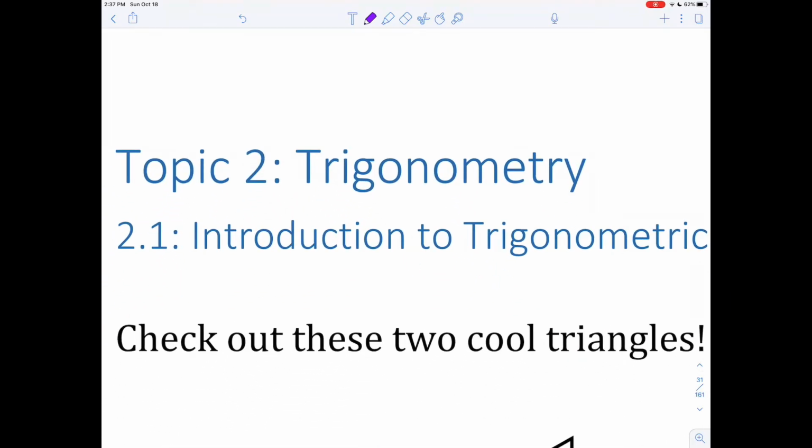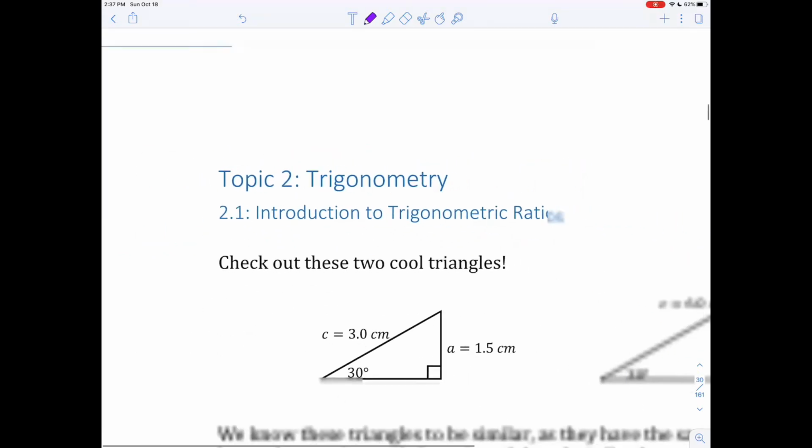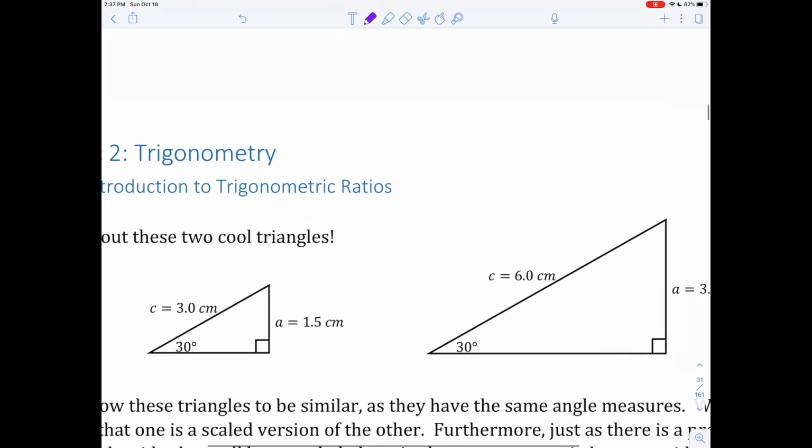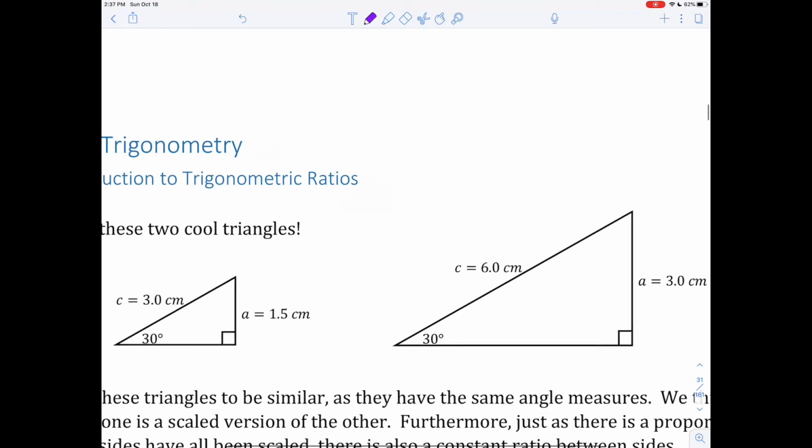And if you really like trigonometry, you should check out these two cool triangles. They're also triangles, so they're pretty interesting. What you in the audience might notice is that they are similar triangles. We can tell because they've got the same angle measures, a 30, a 90, and this third angle must also be the same. And they've also got a proportionality. Because they're similar, one is a scaled version of the other.